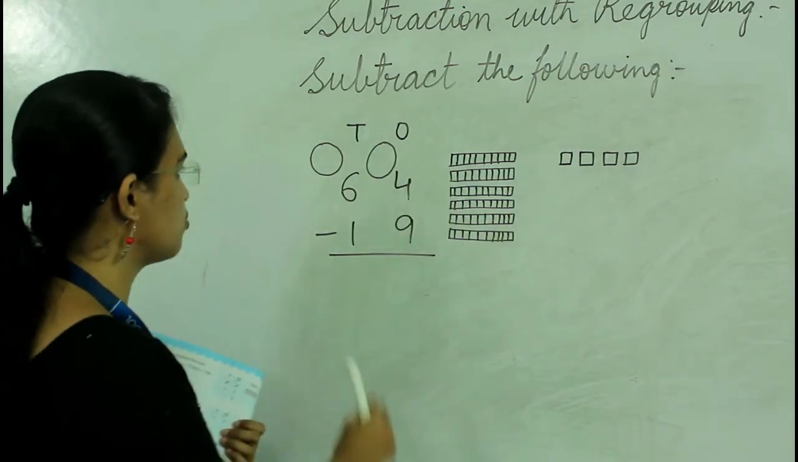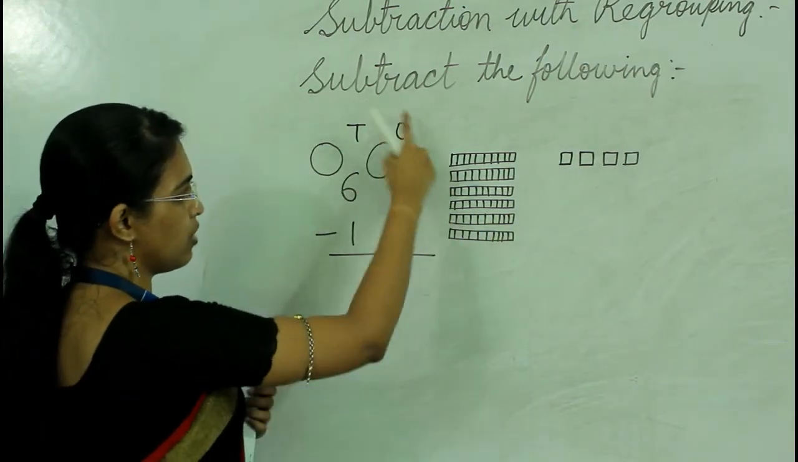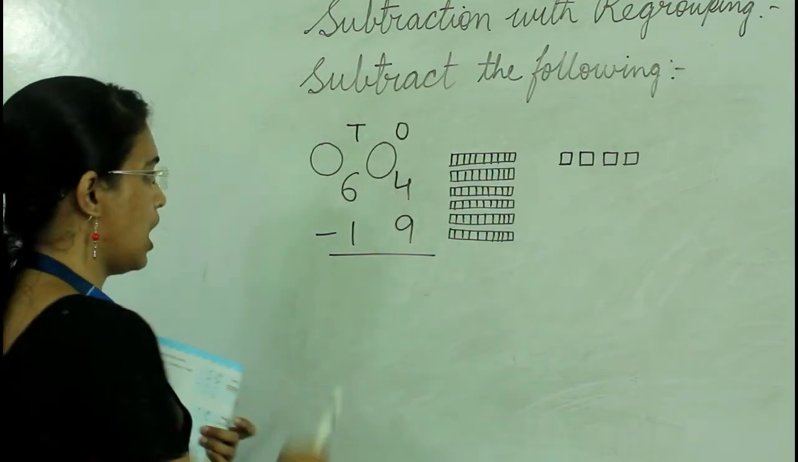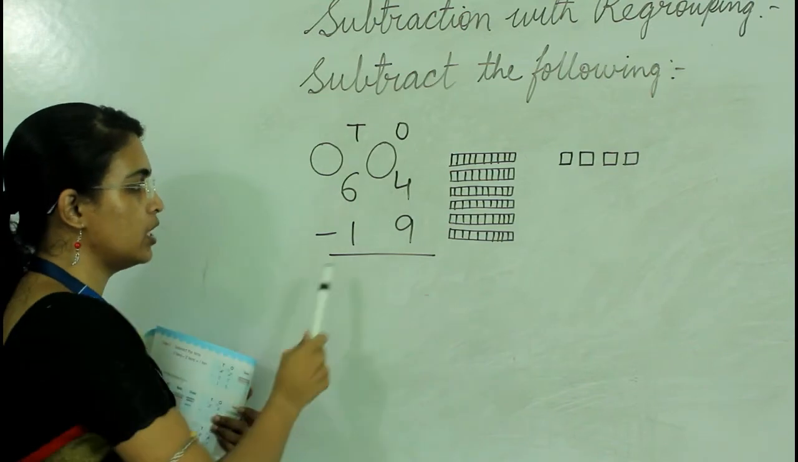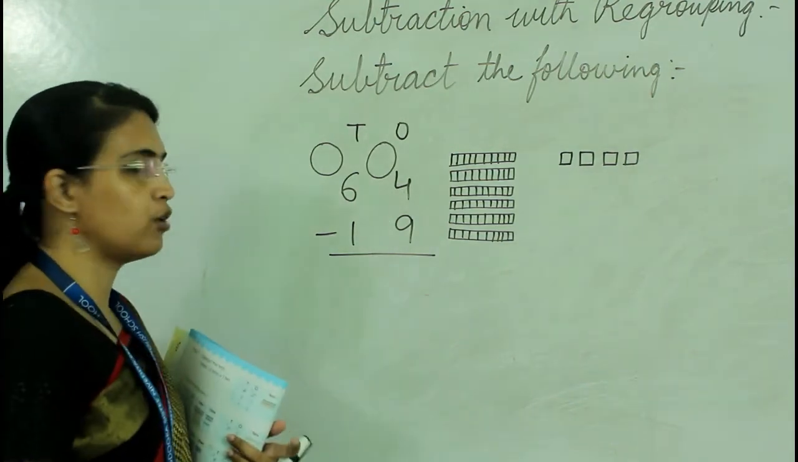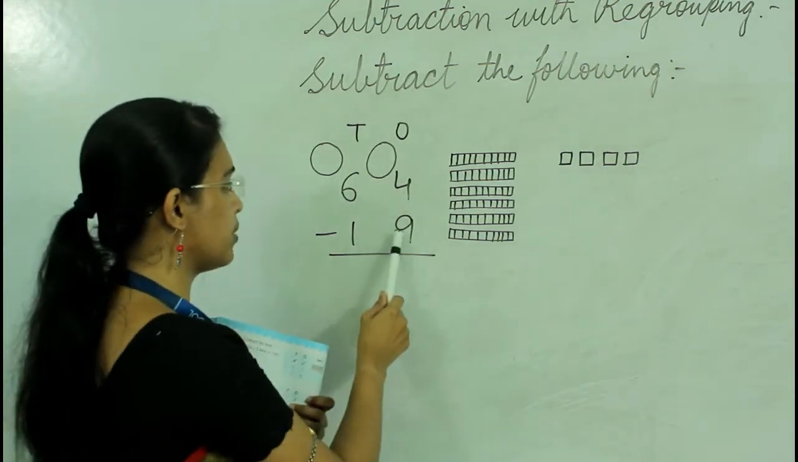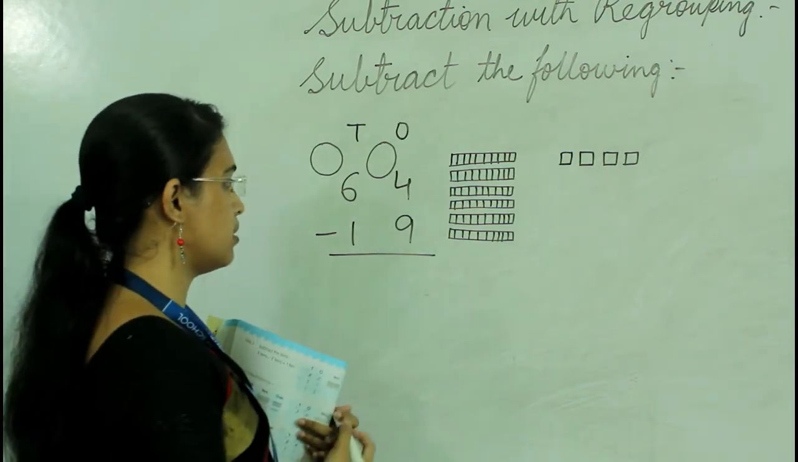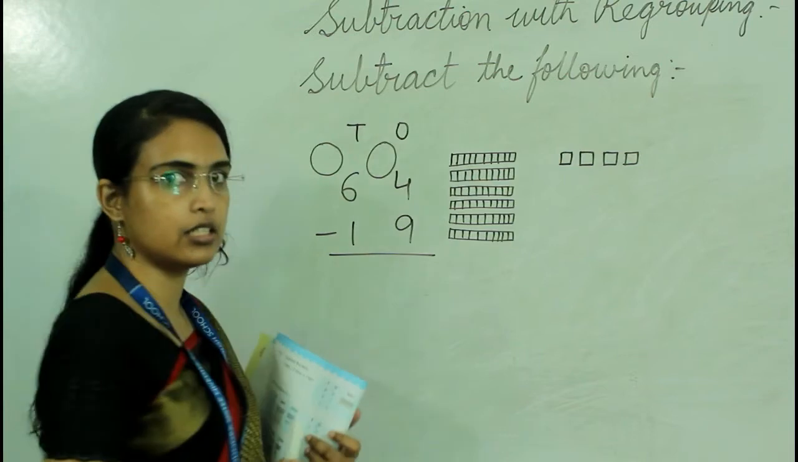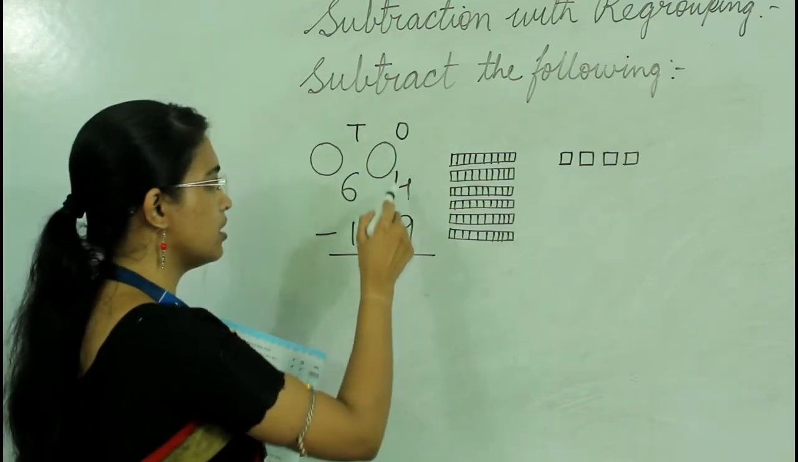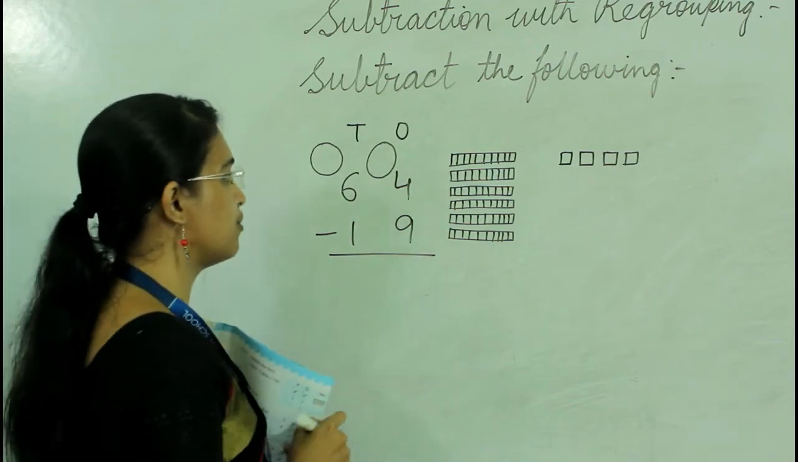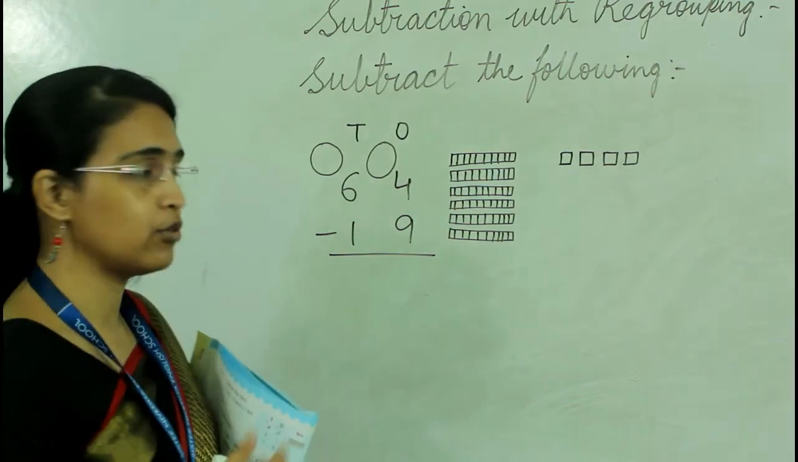Now after this, what do we have to check? We have to check the ones place. Now here 4. On the top we have 4 and we have to subtract 9 from it. Which one is the bigger number, 4 or 9? 9 is the bigger number, but it is at the bottom. So for that we have to convert this 4 into 14, and for that what do we have to do?